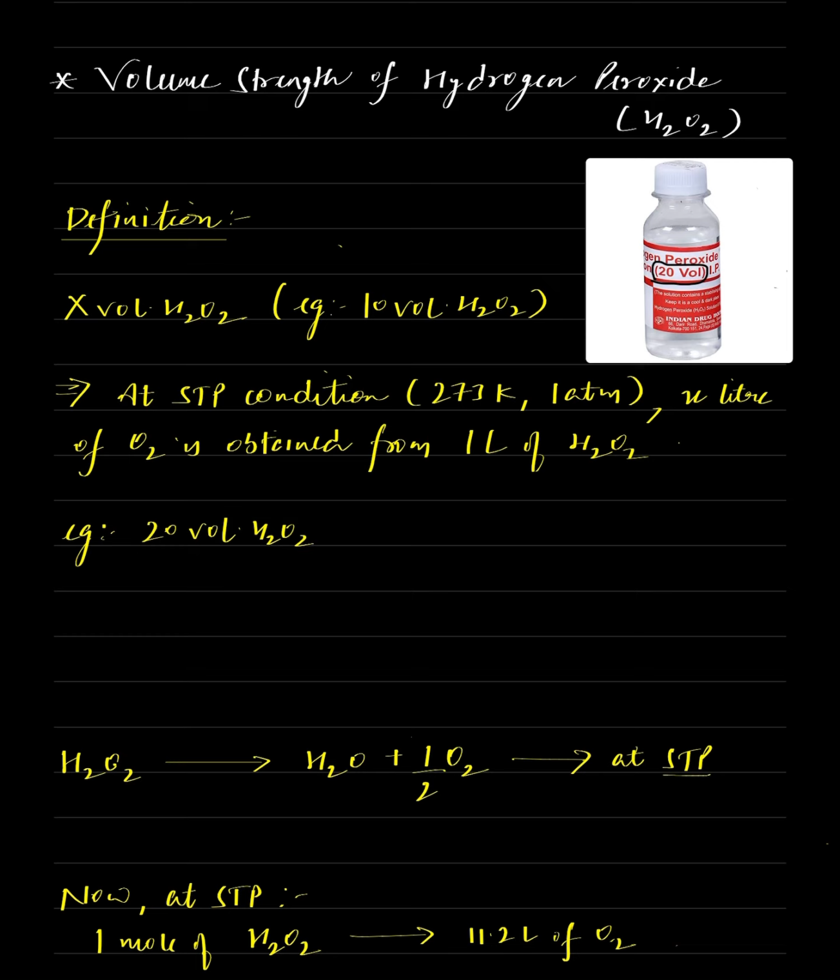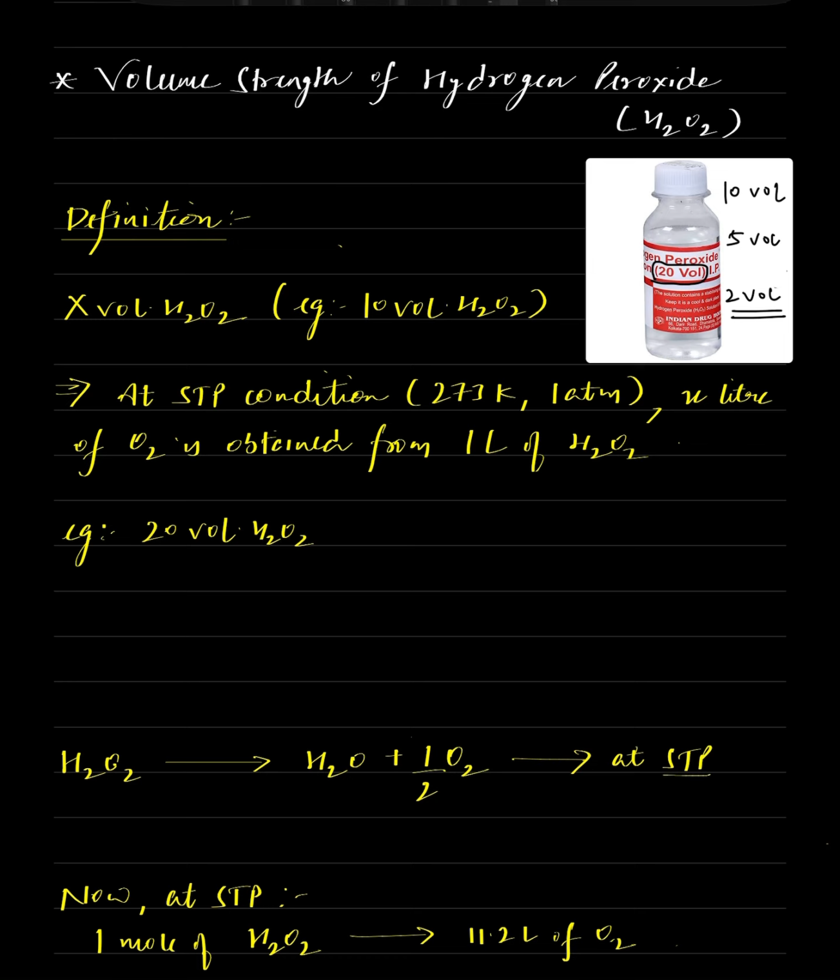Now here on this image, 20 VOL is written, right? Sometimes you might see that it is written like 10 VOL, or 5 VOL, or 2 VOL. Now what is the meaning of this? That is actually the volume strength of hydrogen peroxide. But how do we decode this term, this integer, into VOL? How do we decode it? That is very important for us.